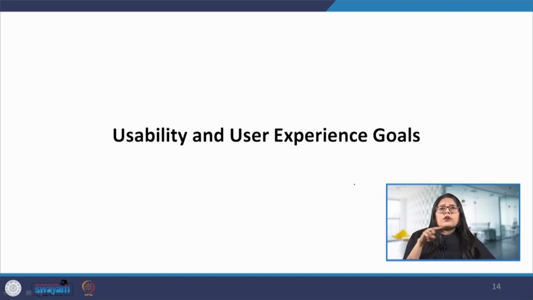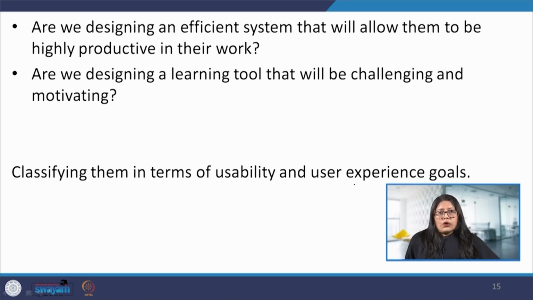So these two cannot be mutually exclusive. They will work together in order to provide the best experience to the user. So we will see in the next few slides what we mean by these.